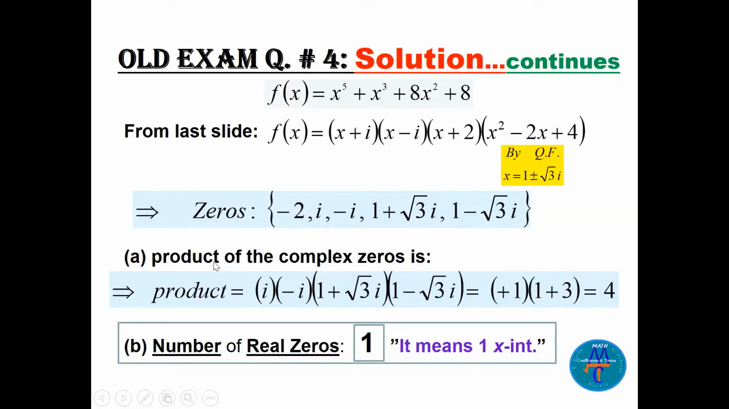Let's answer part A. Find the product of the complex zeros. So I multiply i times minus i times this times this. See this one? 1 plus 3. So the whole answer is 4. Now find the number of real zeros. It's only 1. It means one x-intercept there.